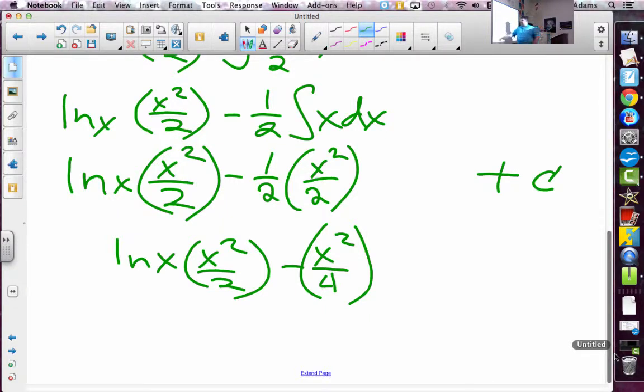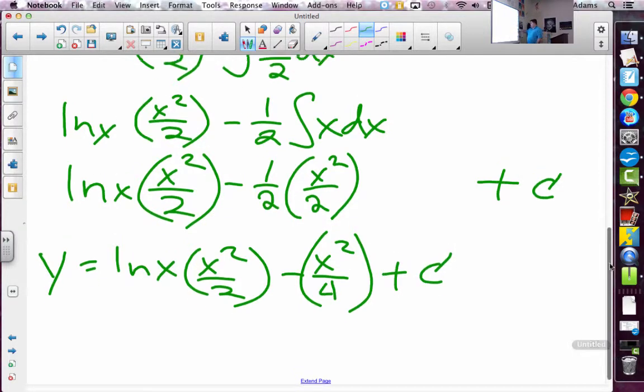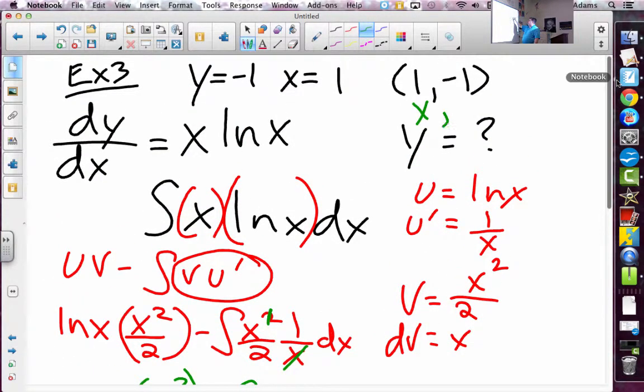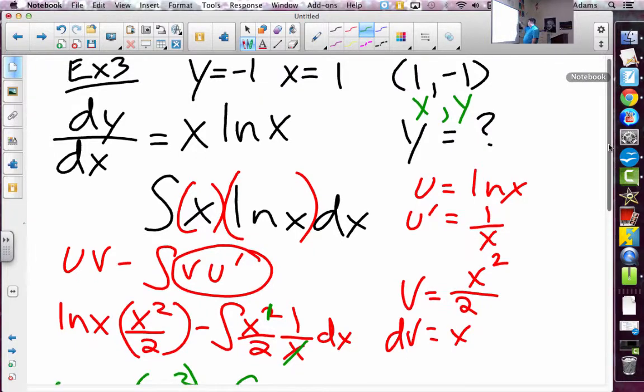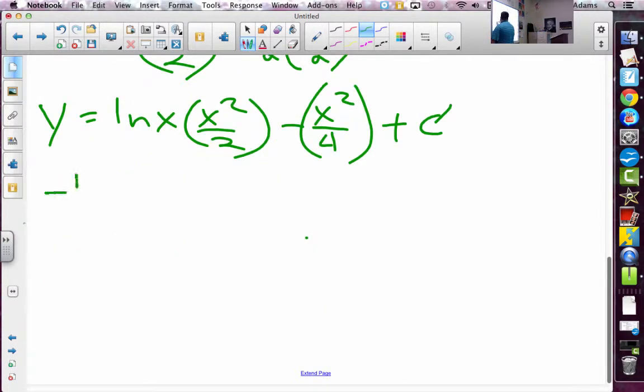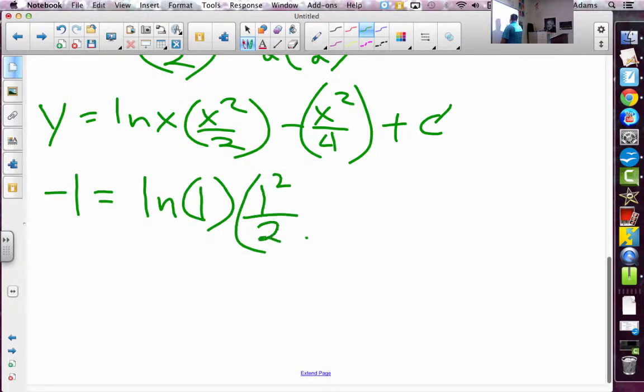Now, what did I just solve? Well, this is y equals this plus c. Because they gave us a point on the line at the beginning of the problem way up here, where x is equal to 1, y is equal to -1, I could solve for c by plugging those numbers in. So if I say -1 is equal to the natural log of 1 times 1 squared over 2 minus 1 squared over 4 plus c.